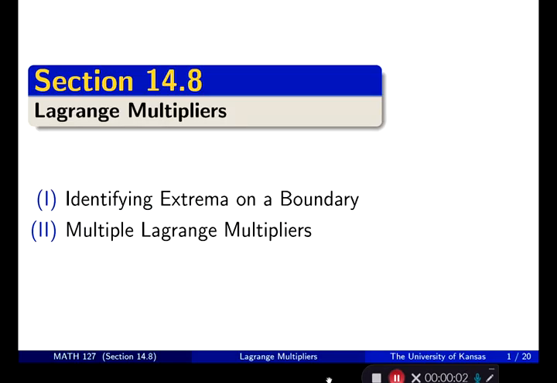We're starting section 14.8, Lagrange multipliers. First, we discuss identifying extrema on a boundary using Lagrange multipliers. That's something that we basically can do for closed and bounded sets also. That's one of the ways that we use Lagrange multipliers, and then we can do multiple Lagrange multipliers when there are more than one constraints.